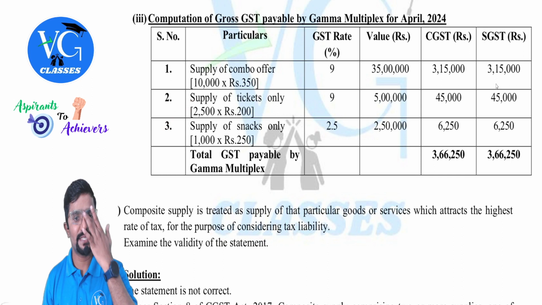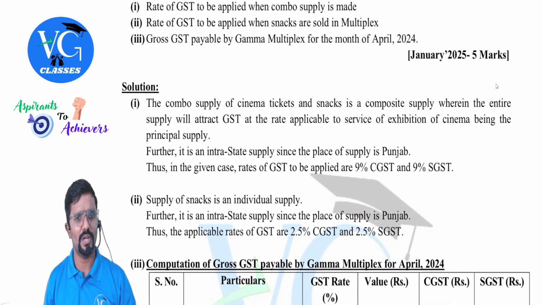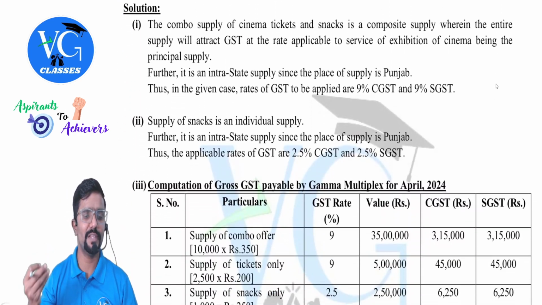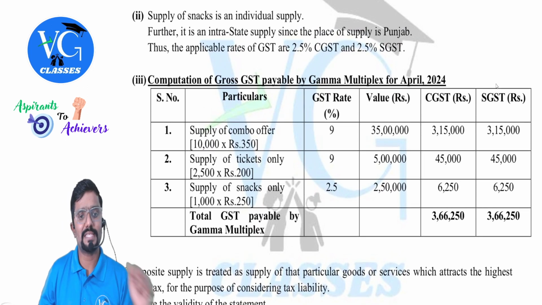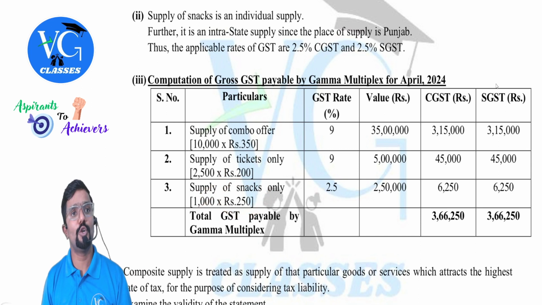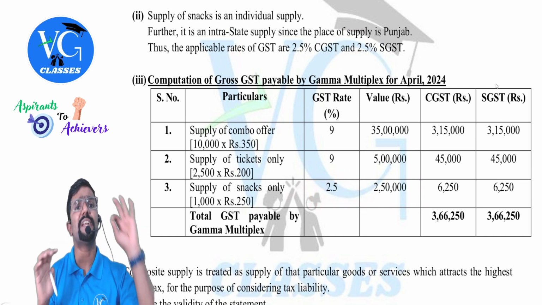Last one. Snacks. How many snacks are supplied? 1,000 tokens or something they told. Maybe they are giving the token, and using the token you will purchase the snacks. 1,000 into what is the price per token? 250. So what is the total value? 2,50,000. What is the GST rate on snacks, people? 2.5%, which is nothing but restaurant service.